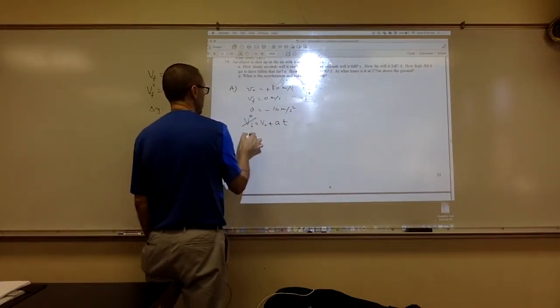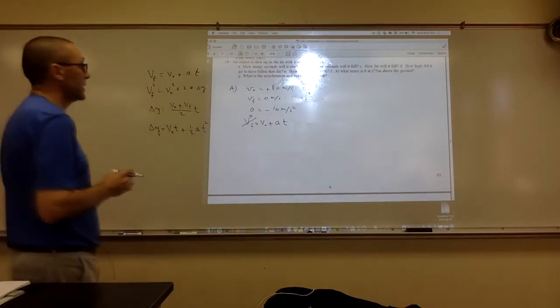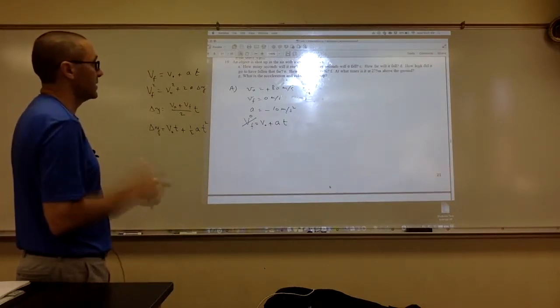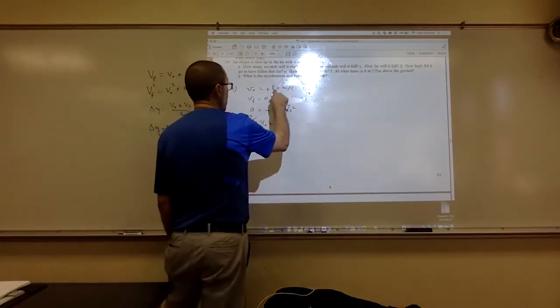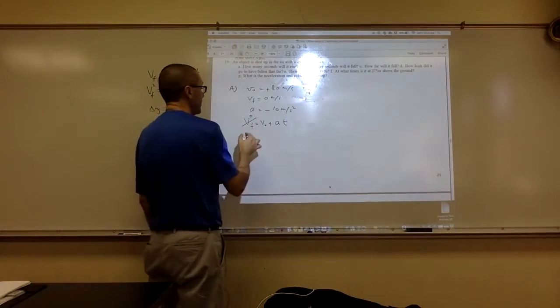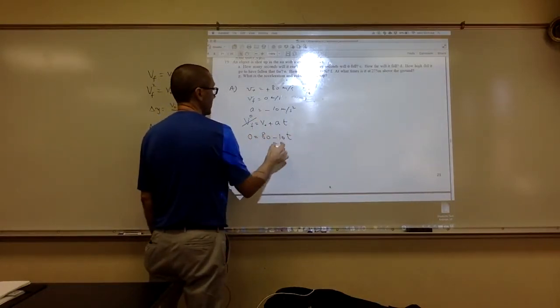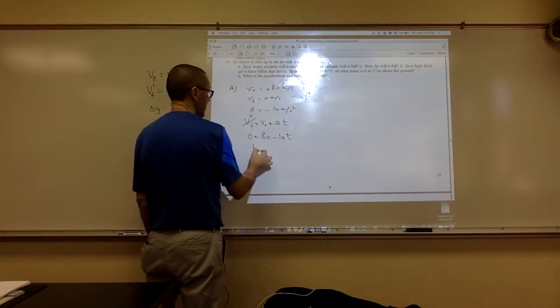Basically, this is 0. And conceptually, you should know that it's going to take 8 seconds to get up to the top without doing the math, because every second, you're going to lose 10 meters per second. So it's going to take you 8 seconds to lose all of your 80. Here's the math that goes with that. Be careful with the algebra here. This is not 70. So t is equal to 8 seconds.